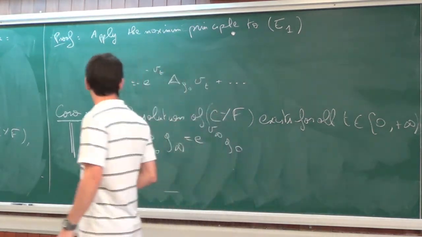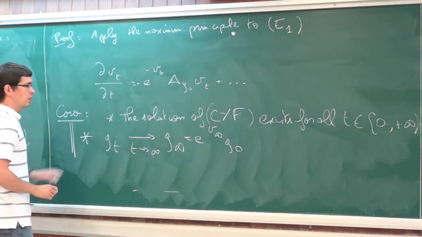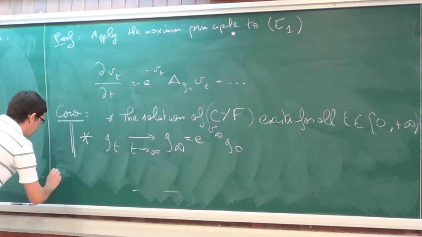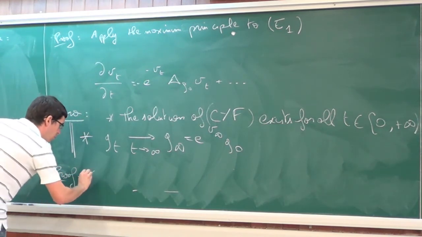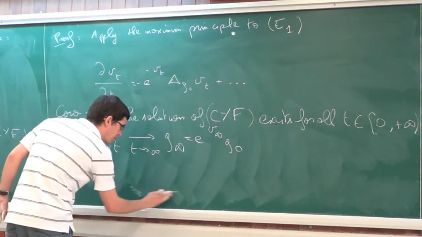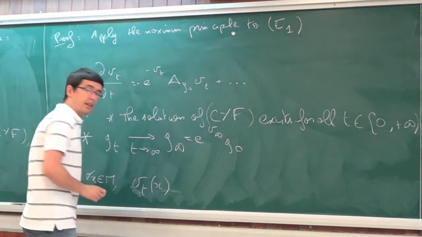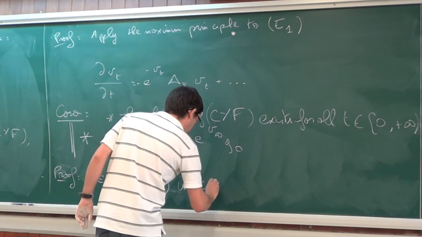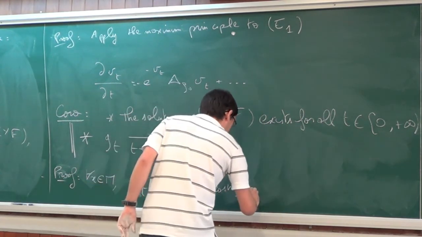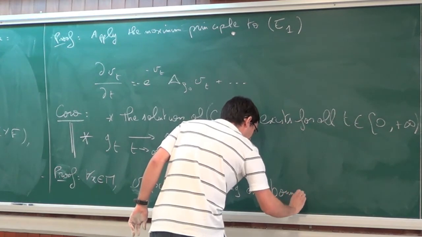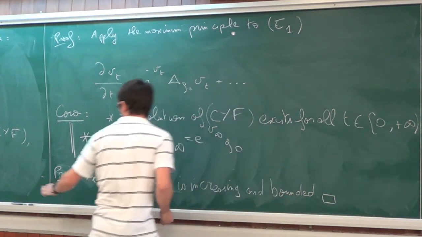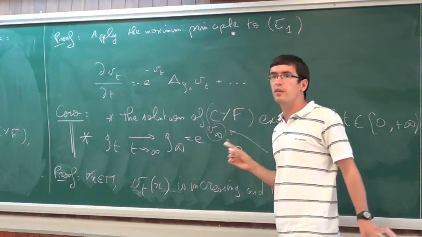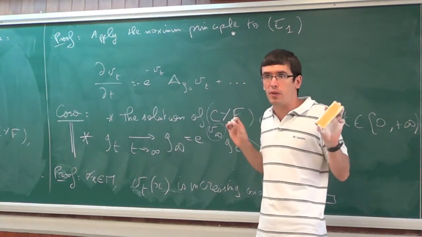And why so? So, this one is okay, and the second one? Well, just proof: for all x, vt of x is increasing and bounded above. So, it converges. But at this point, maybe, I don't know if this is smooth. I just know there is something.